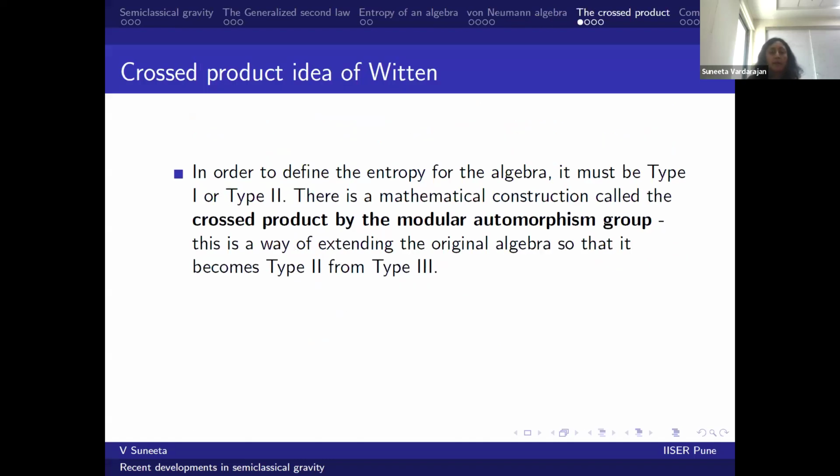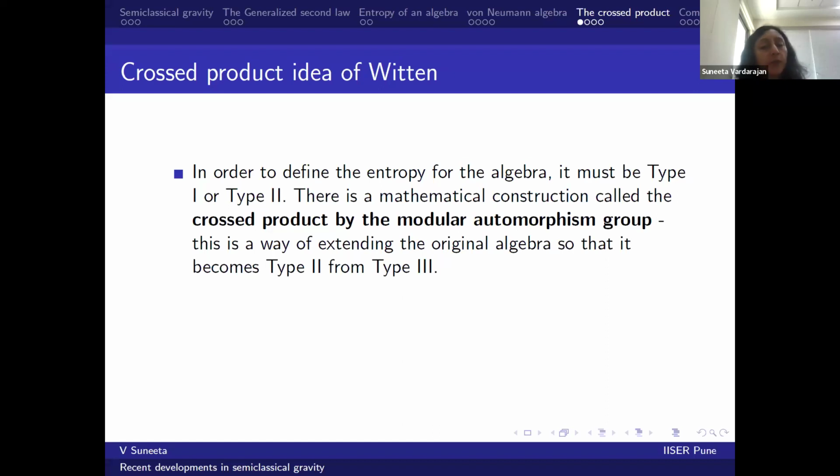And let us now come to the main construction of Witten, which is something called a cross product. Let me tell you the motivation for that. In order to define the entropy for an algebra, we have just seen that it must be type 1 or type 2. Now, there is a mathematical construction which goes by the name cross product by the modular automorphism group. It's a very technical term. We will explain that soon.